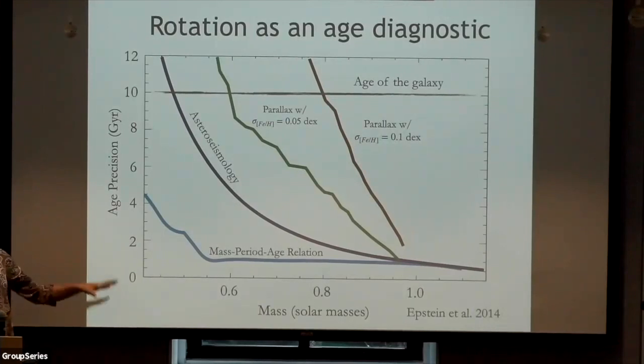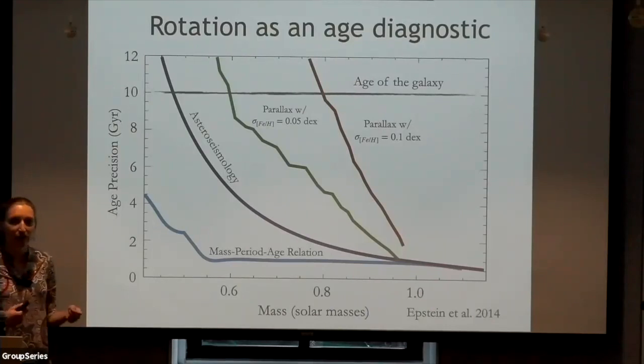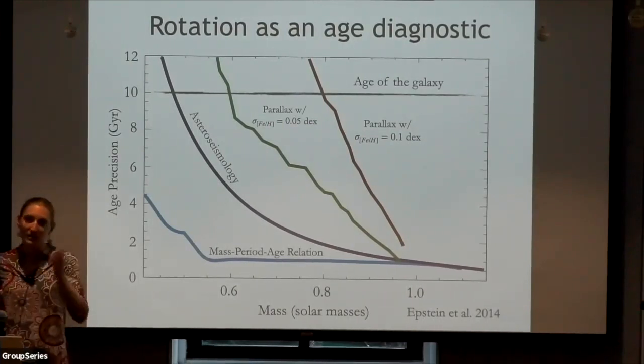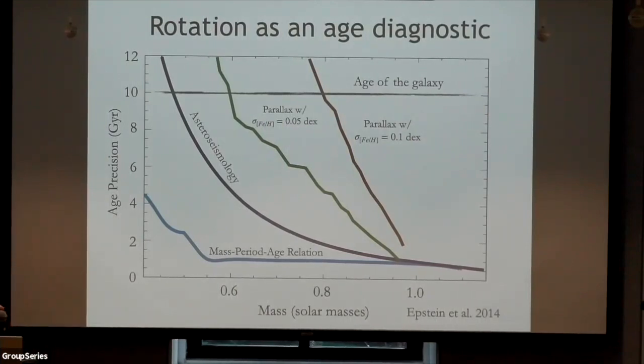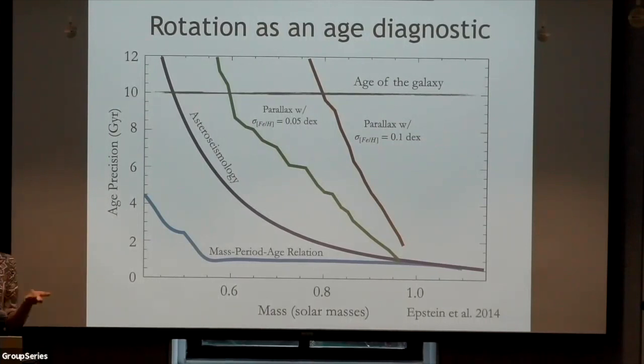Every line on this diagram is idealized. So what you're seeing here is, for a 5 billion-year-old star at a range of different masses, what is the age precision in billions of years that you can get from different techniques? The two curves that are labeled parallax here are basically isochrone fitting, right? So saying this is how well I can place an object on the HR diagram. They are idealized in the sense that here we've assumed you know the luminosity and effective temperature perfectly, which is decidedly not the case, and that the only uncertainty you have is 0.05 or 0.1 dex uncertainty in metallicity.